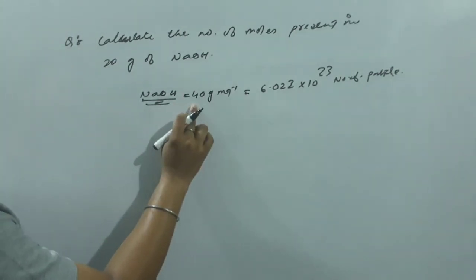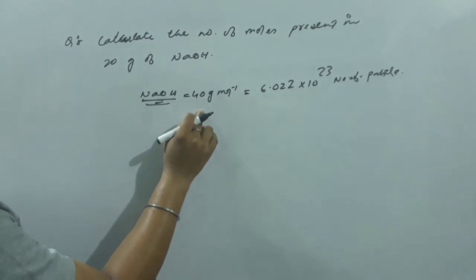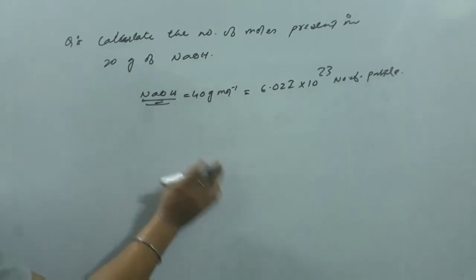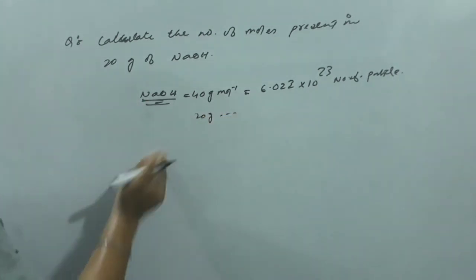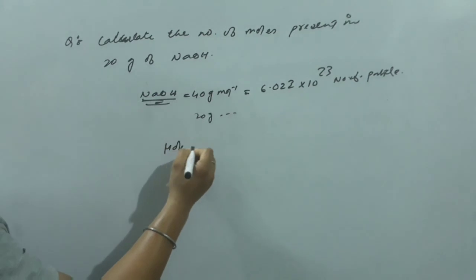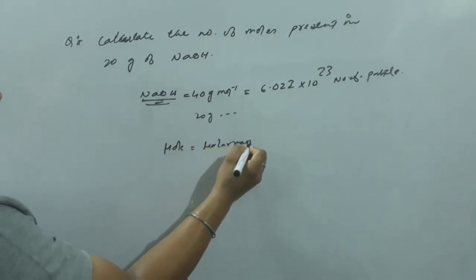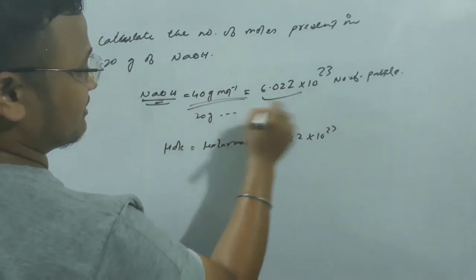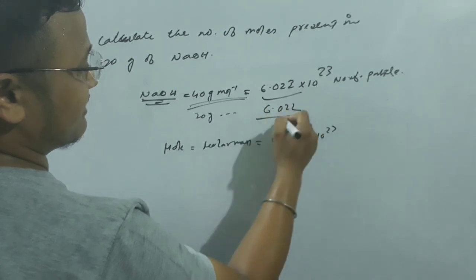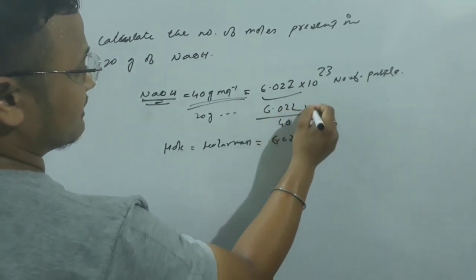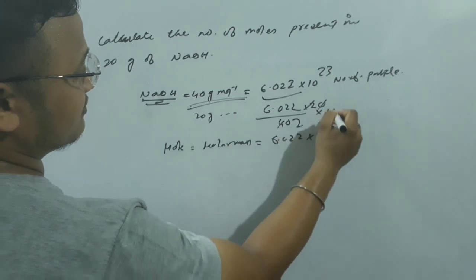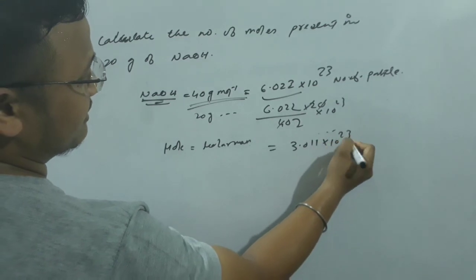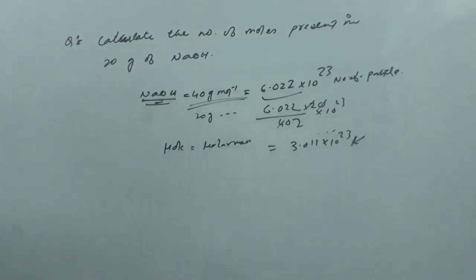So if 40 gram, the molar mass, contains 6.022 into 10 to the power 23, then what about 20 gram? Isn't this the comparison I am talking about? Mole equals molar mass equals 6.022 into 10 to the power 23. So if 40 gram has this, then 20 gram will have half of it, which becomes 3.011 into 10 to the power 23. This is what we are talking about.